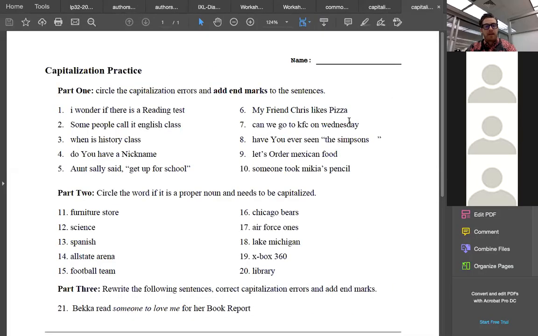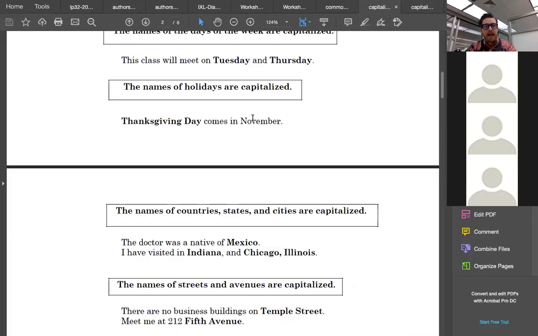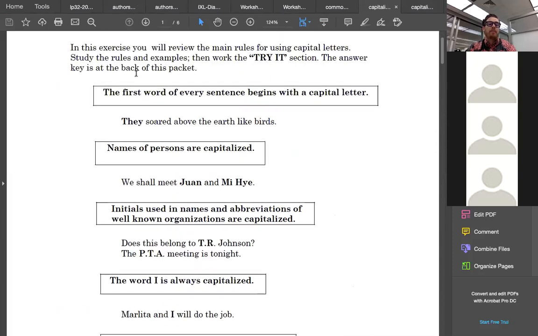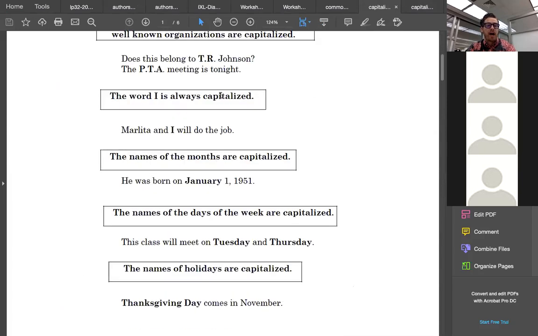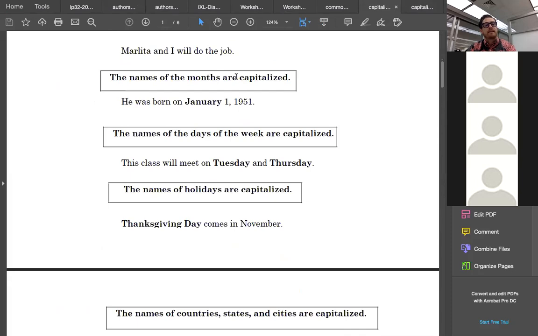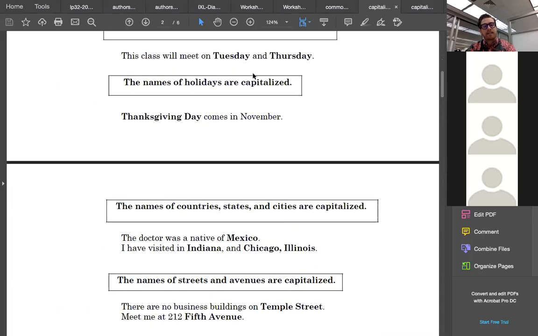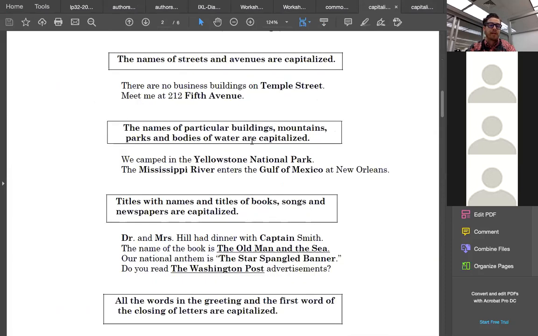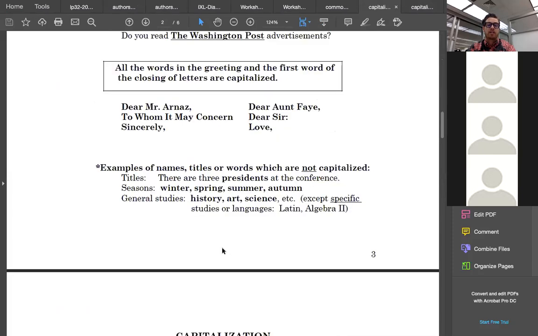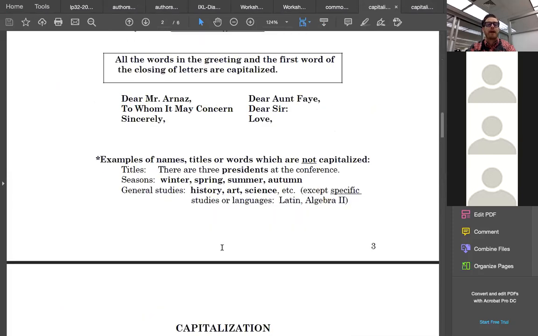So, we got that. We kind of got a gist of that. I will give you this as a cheat sheet that I'll email to everybody. Okay, here's all the rules. First word of every sentence, people's names, initials, the word I, names of months, names of days, capitalized names of holidays, names of countries, states, names of streets, avenues, names of particular buildings. This is a really good, nice cheat sheet. Has a little blurb at the end for practice.